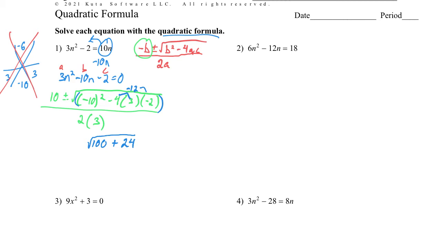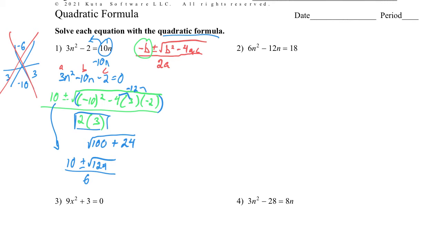And before I bring everything else down, I might as well add these together. So that's going to be the square root of 124. And then I have this plus or minus right in front of there. That 10 is going to drop down. On the bottom, I have 2 times 3, so 6. And for now, that's all the farther we're going to take it. That would be your two solutions.